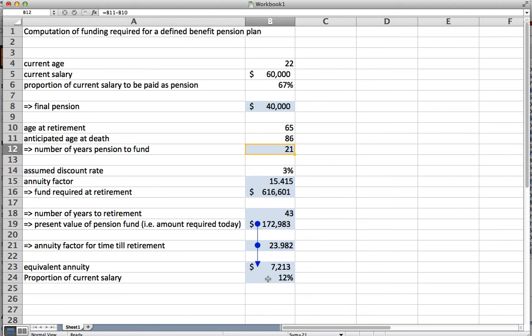And so we can see that as a proportion of current salary, how much does the individual need to contribute? Well, we said if their current salary is $60,000 and they were putting aside $7,213 every year for the next 43 years, that would give them a reasonable pension on retirement. And clearly, if we were to change the salary from $60,000 to, say, $100,000, everything goes through, it's still 12% of salary.